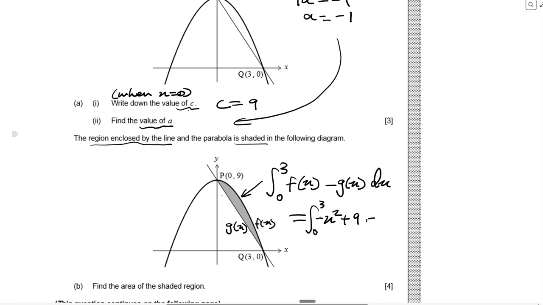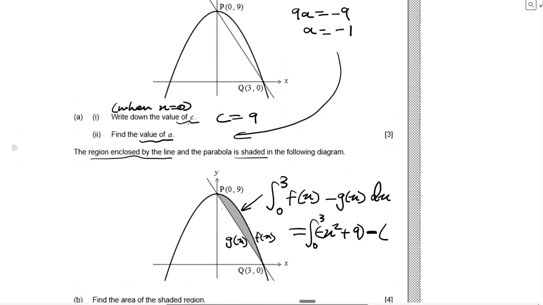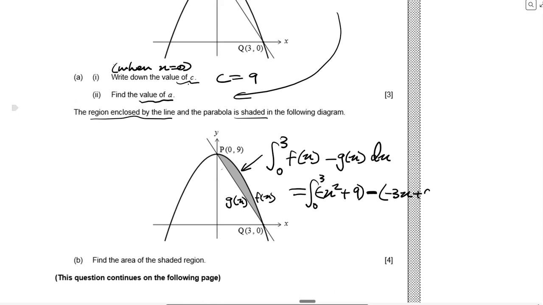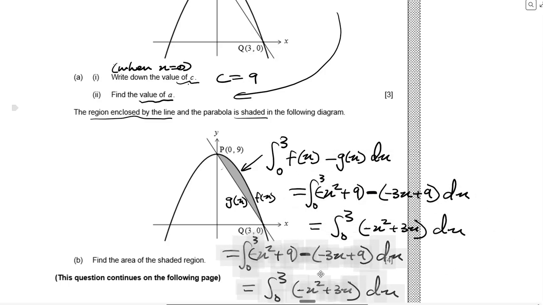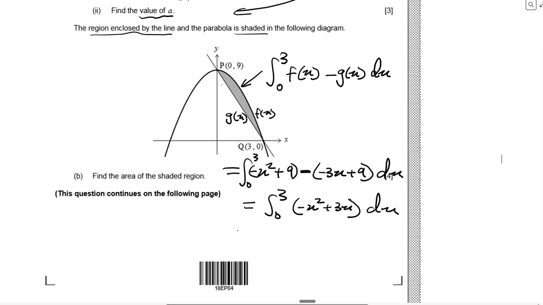0 to 3, minus our line, which is negative 3x plus 9. And that should give us, I think now we can simplify this. Negative x squared plus 3x, and that's it, right? The 9s cancel out. I think you guys can see that, right? Let's do it down here.